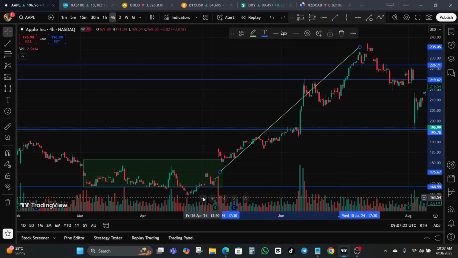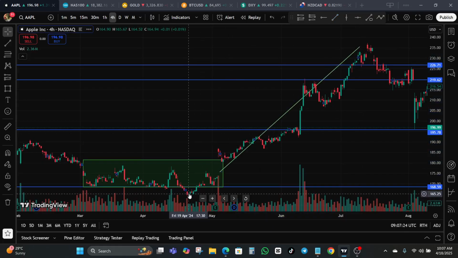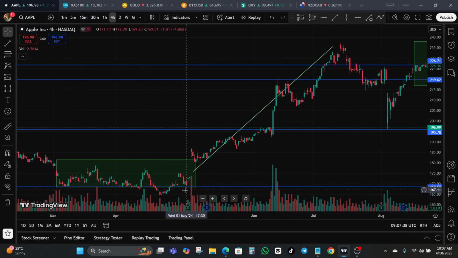So this was likely a liquidity sweep. It's possible that this was just a stop hunt because as price broke below this support, those that set their stop loss here would have been stopped out. And then as liquidity was grabbed, you'll notice that price eventually reversed back to the upside. So we had a false breakout around here. This is an example of a false breakout.